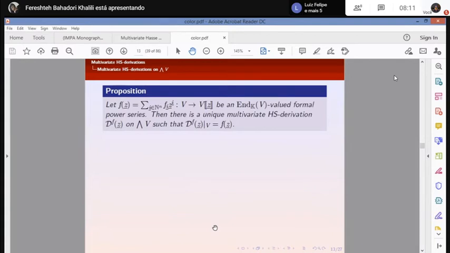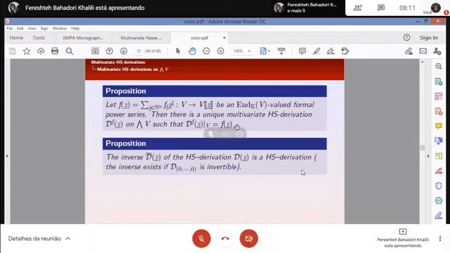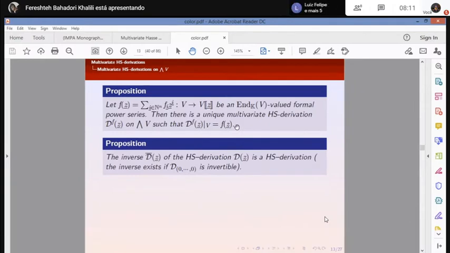And now this proposition is similar to the proposition before: if we have an endomorphism and the formal power series, then there is a unique multivariate Hasse-Schmidt derivation such that if we restrict the derivation to the vector space, we get the same series. And also, if the multivariate Hasse-Schmidt derivation is invertible, then the inverse is also a Hasse-Schmidt derivation.